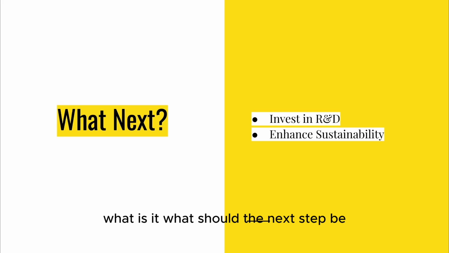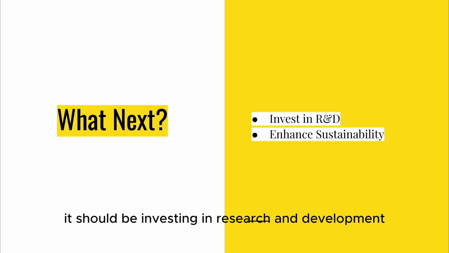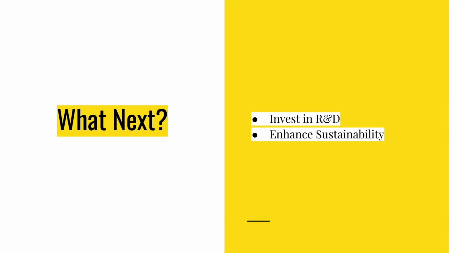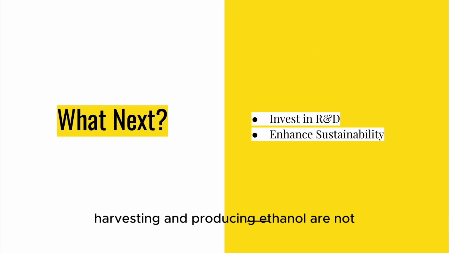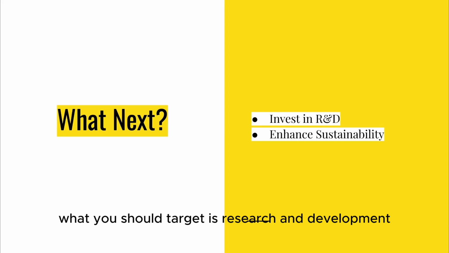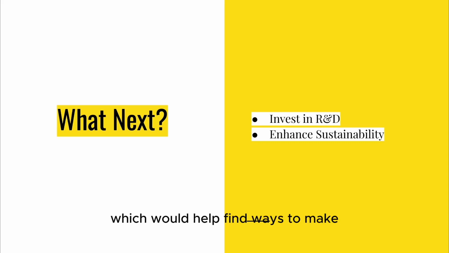What should the next step be? It should be investing in research and development and enhancing sustainability of ethanol. Although ethanol is already renewable, the processes of growing, harvesting, and producing ethanol are not. And then after that, what you should target is research and development, which would help find ways to make ethanol production more efficient and higher yields for less corn used.